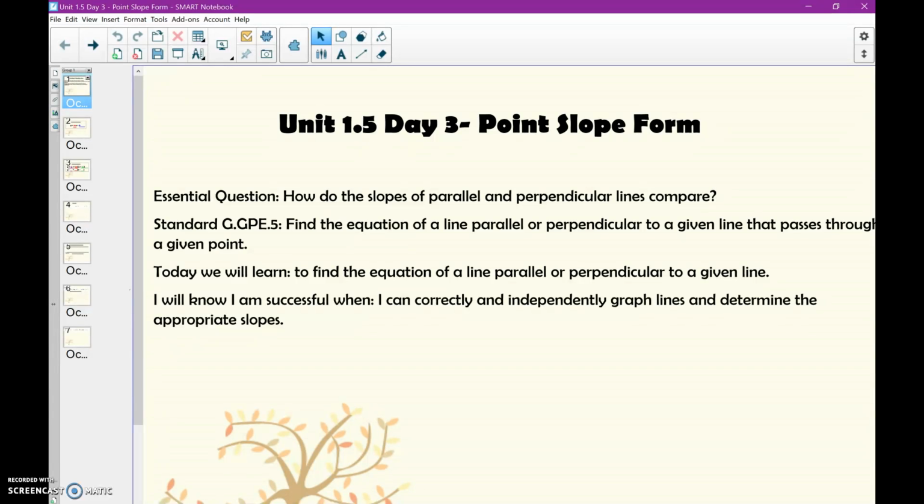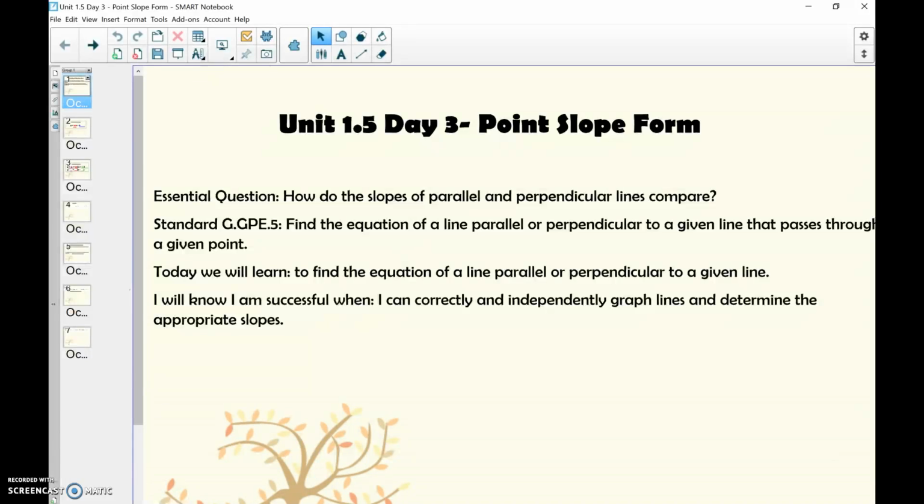Hey everyone, this is the video going over the lesson from Friday, Unit 1.5, Day 3, Point Slope Form. This is the very last lesson we are doing before we start reviewing for the CBA next week. Now, a little bit of background. The beginning part will be a little bit of review, but the main piece, the point slope form part, will probably be brand new, so don't be surprised by that.